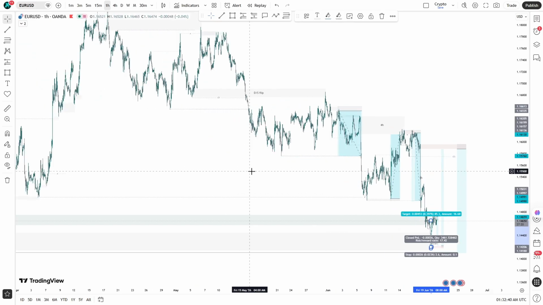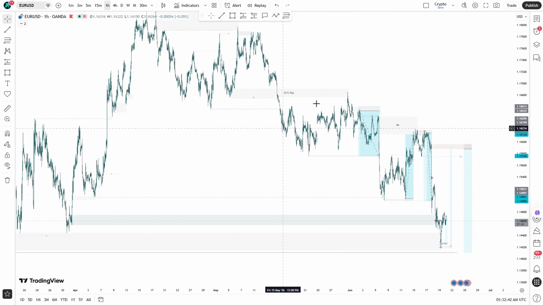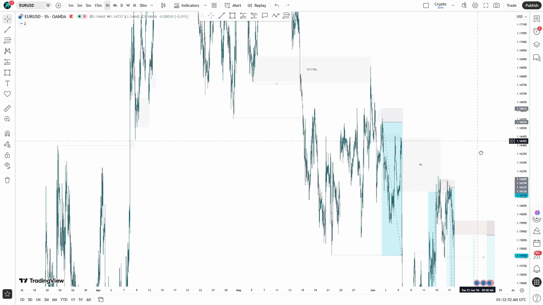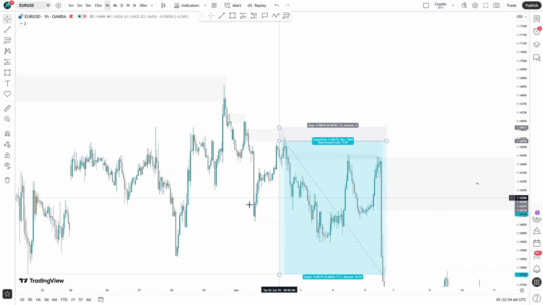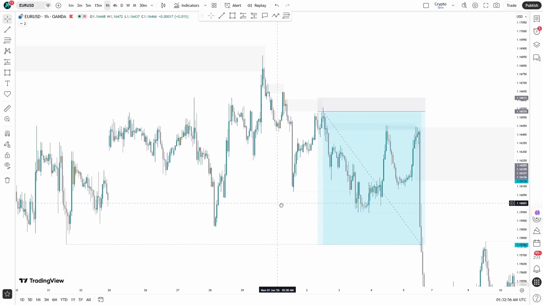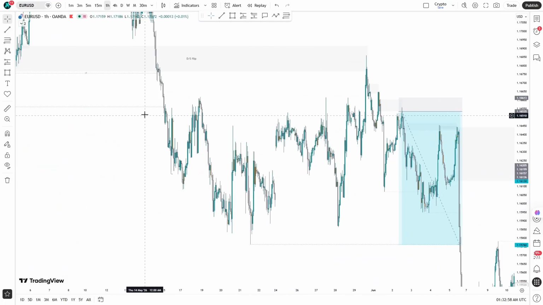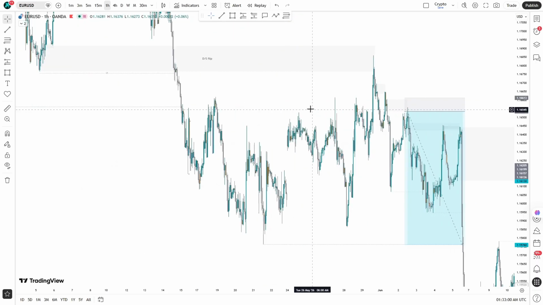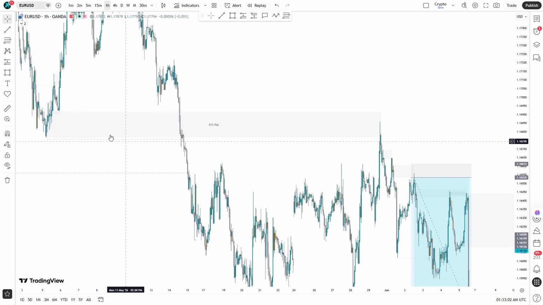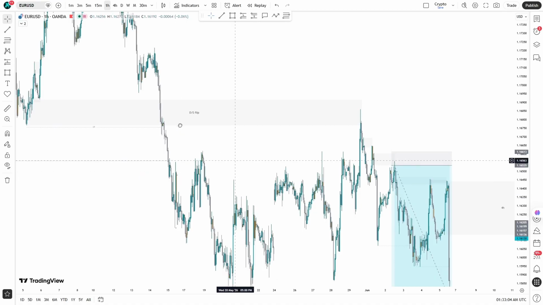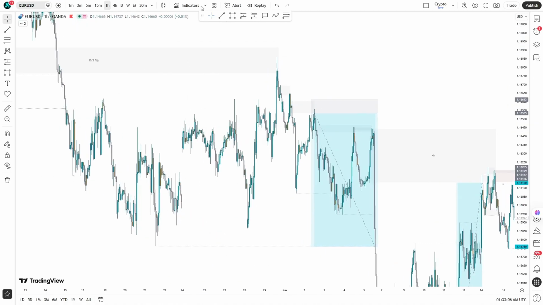So let me start with this. Now we had a demand to supply flip here. Market mitigated it, had a change of character. Let me zoom in on this first part. Now this is it. Now we had this break. Market came up and had this. This is what the market did.